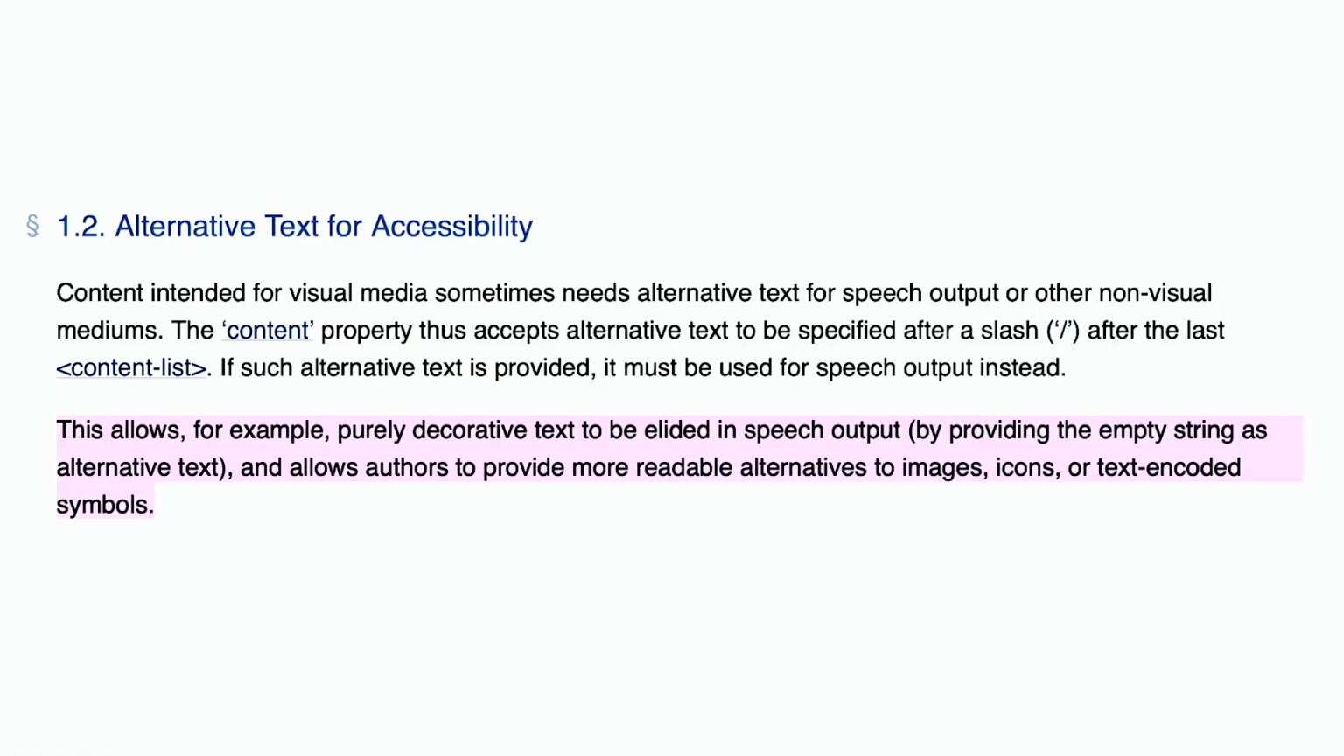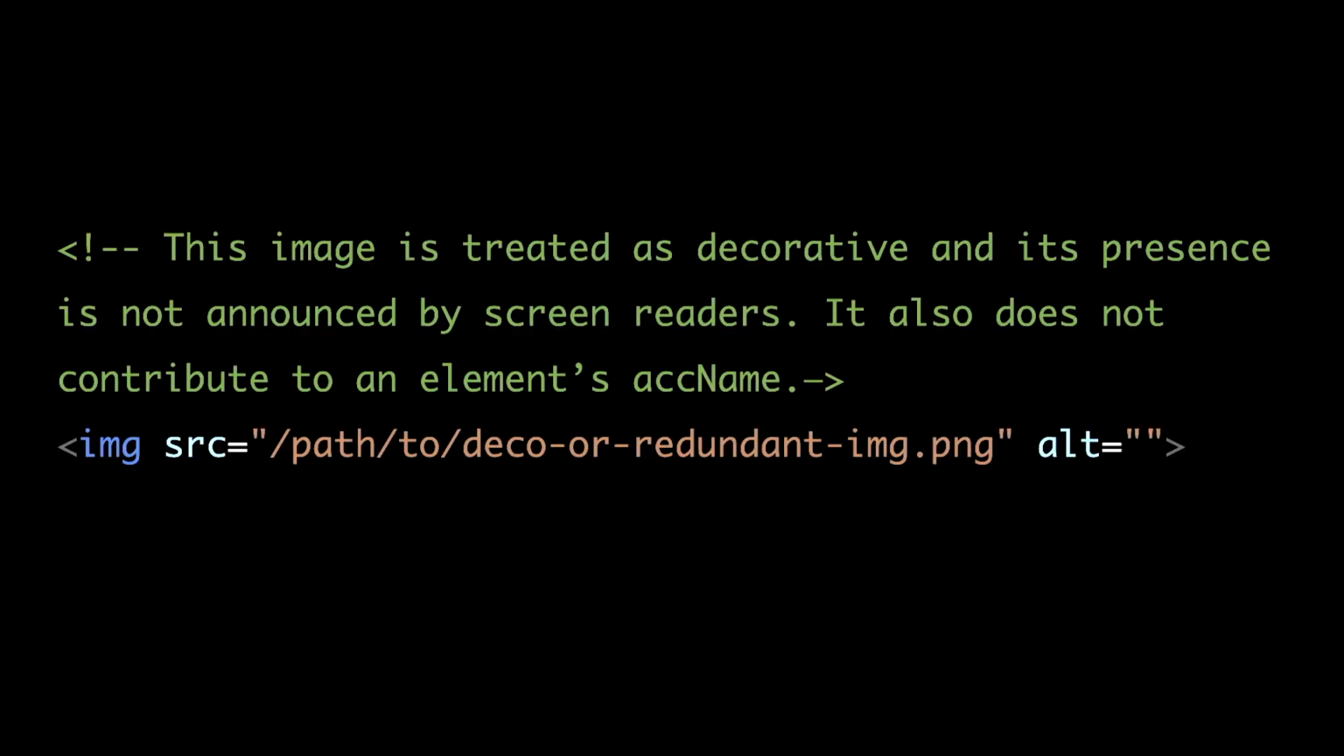The alt text, the second paragraph below, allows purely decorative text to be elided or omitted in speech output by providing the empty string as an alternative text. This behavior would be consistent with how HTML images with empty alt text are treated. So when you provide an empty alt to an HTML image, the image is treated as decorative, and the presence of the image is not announced by screen reader users.